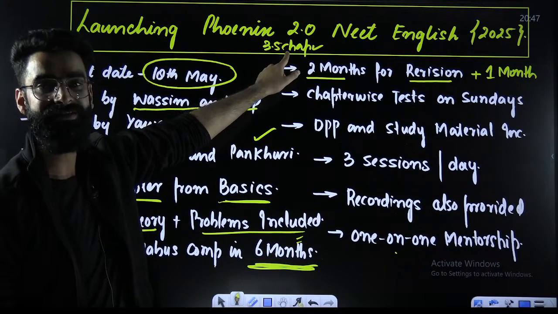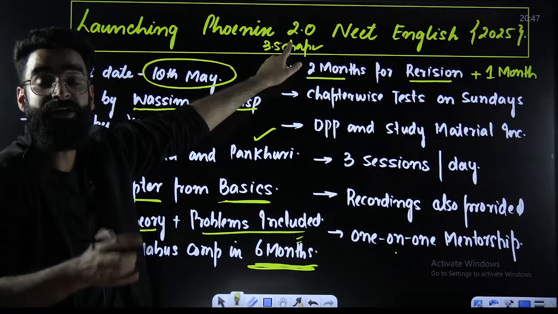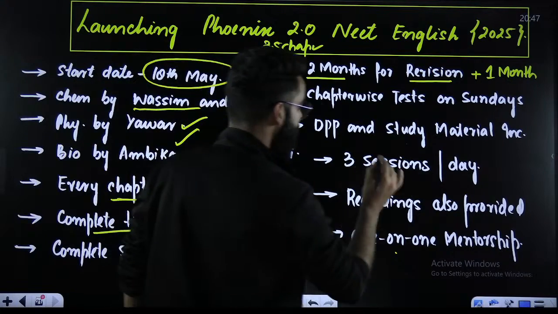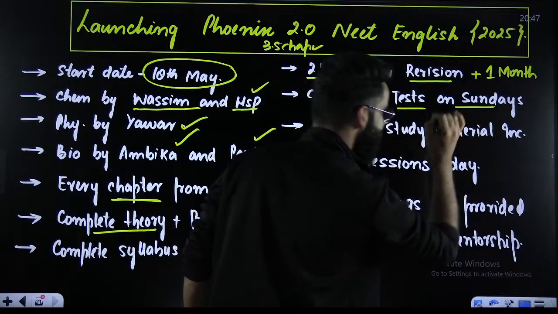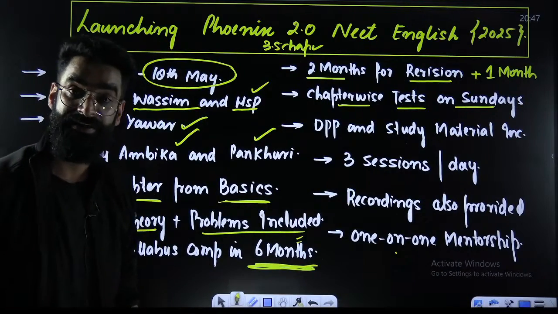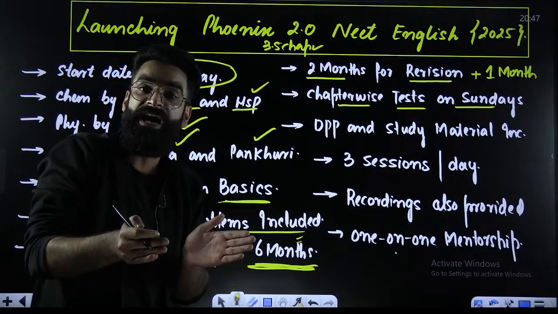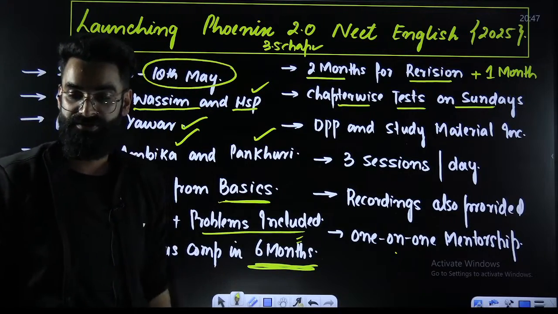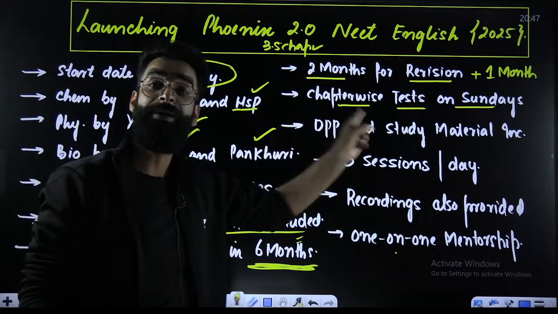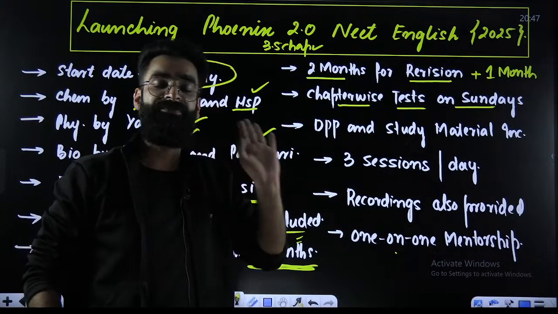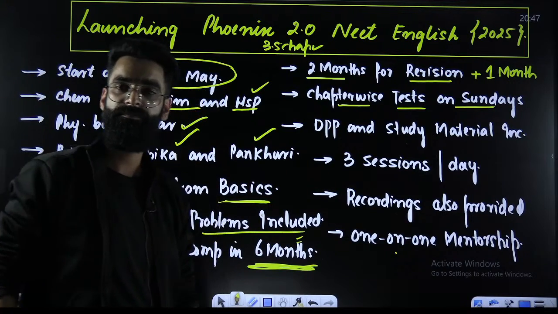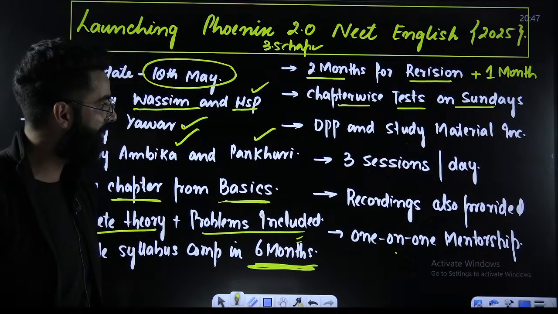The best part is, on the Sunday of that week, you will have to write the chapter-wise tests. So whatever 3.5 chapters you have completed in 1 week, on the Sunday of that week, you will have to write the test of those 3.5 chapters. So all the chapter-wise tests are included. Every Sunday we'll make sure you write the test. Okay? So you need not worry about that as well.